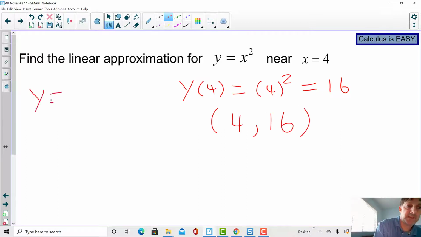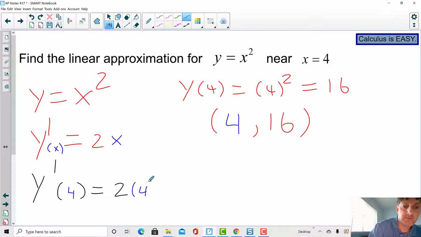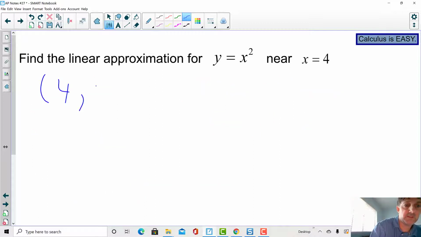Since our function is just x squared, the derivative is going to be 2x. Now this is the derivative for any value of x. Our x value is 4. So when we plug in a 4, we get 8. That's going to be our slope. So our point is (4, 16).